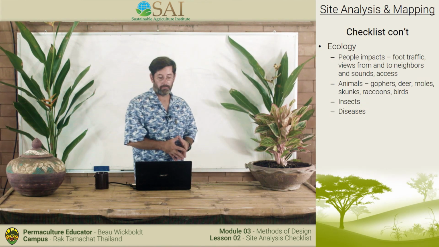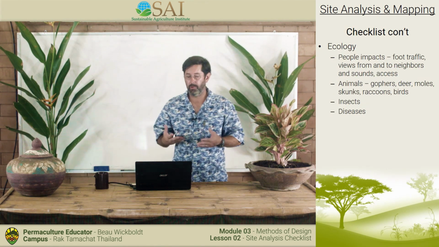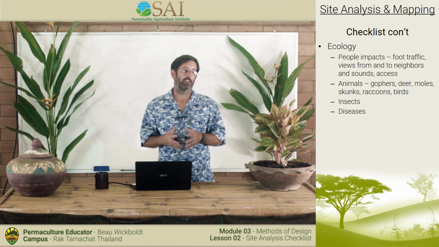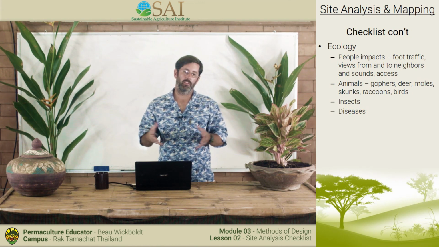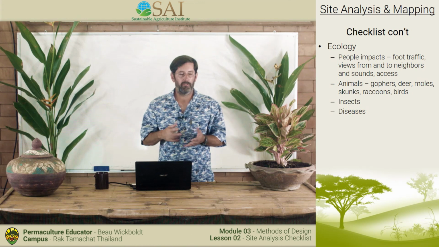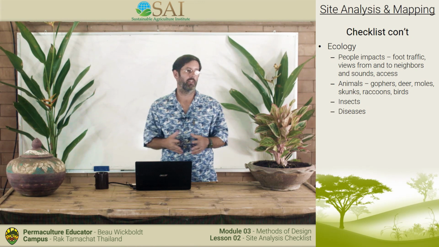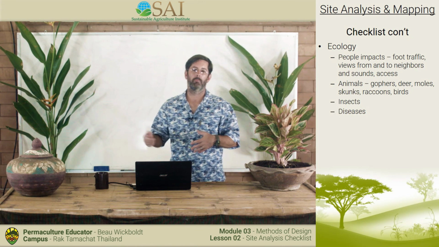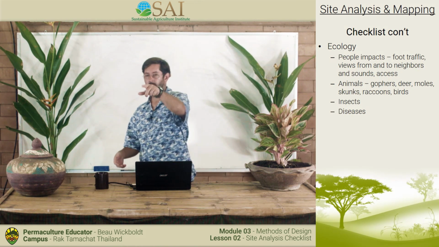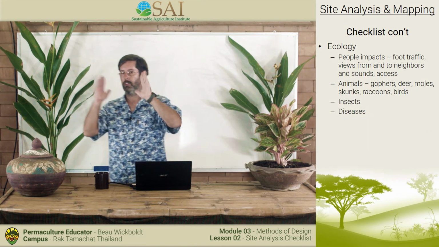So ecology. Well, people impacts. People are ecology, they're animals. Also animals are easy, plants. What about foot traffic? Do people walk by your house? What about views from the neighbors, sounds or access, right? Where's the sidewalk for your home? Can you see the sidewalk from the front of your house? Is there a clear view?